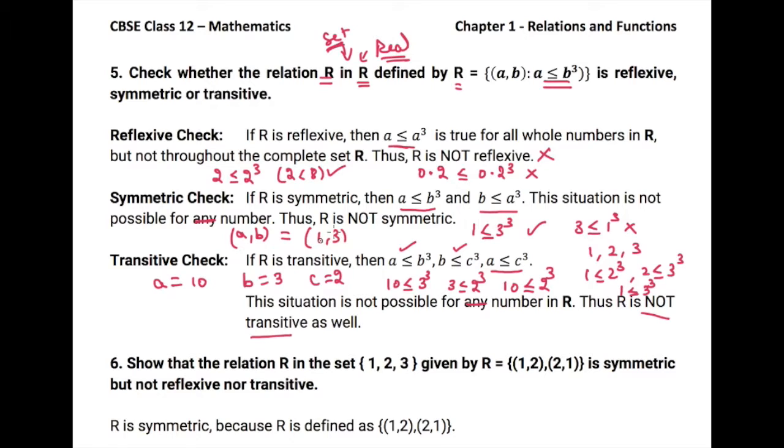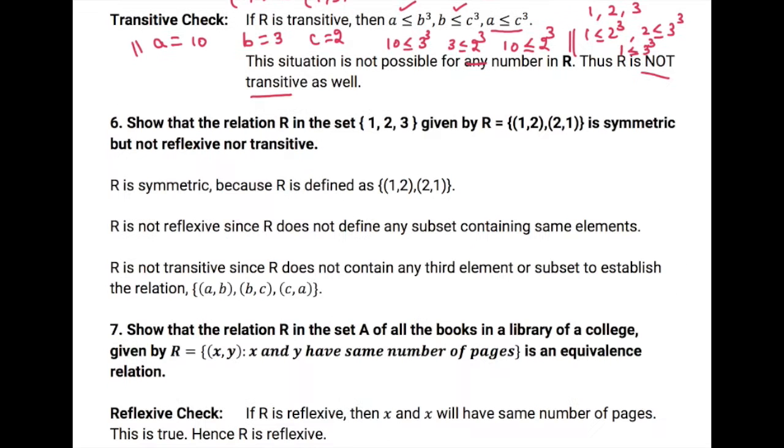Because this relationship has to be true for all numbers in the set of all real numbers, not just one part of the set. So, though this is true for some of the numbers, this is not true for other sets of numbers. And that's the reason why we say it is not transitive. Now the next question.